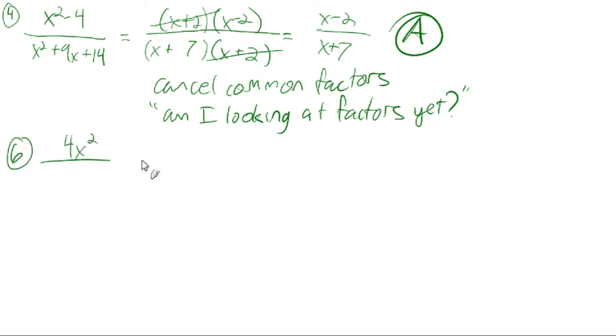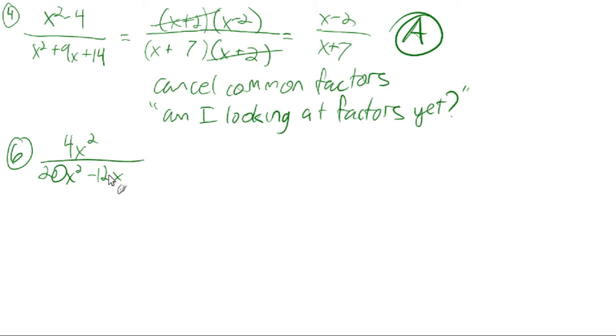4x squared over 20x squared minus 12x. Alright? Can we factor this? Not really. It's factored. It's 4 times x squared. There's only multiplication going on, and there's nothing to really factor.